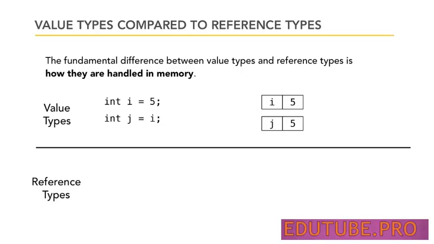Now, the important thing to remember here is that j is a copy of the value that's stored in i right now. So if I go back and change the value of i to 3, the value of i gets changed, but the value of j does not get changed because these are different memory locations.